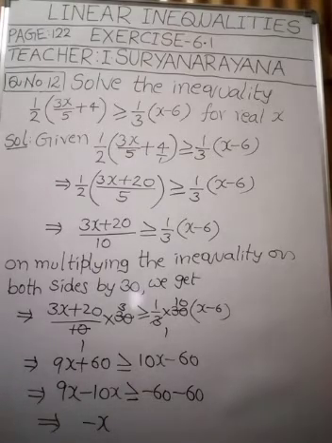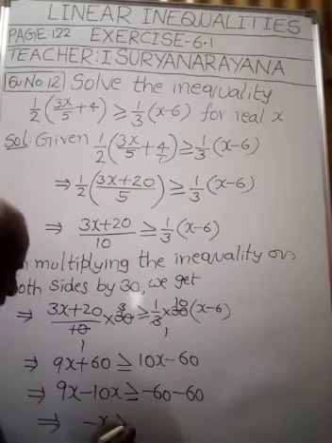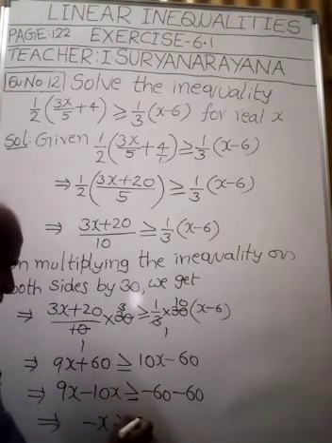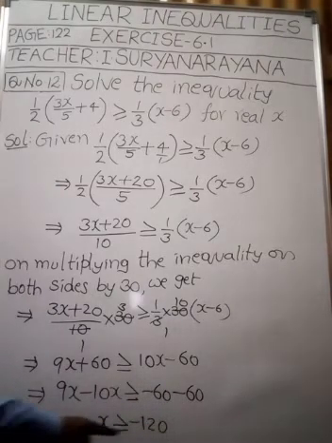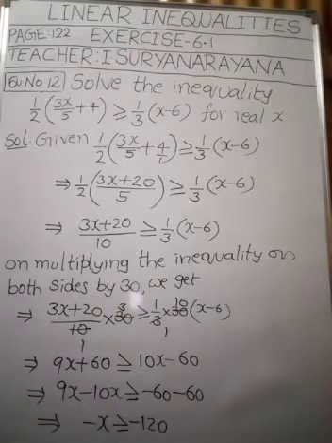Understood this step, my children? Right. Greater than or equal to. What will you get here? Minus 120. Minus 60 minus 60. What will you get? Minus 120. Understood this step, my children?